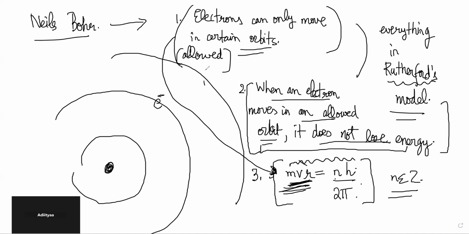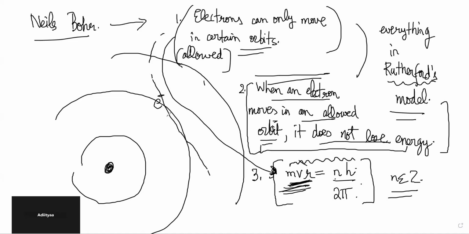So now let's see what are the consequences of this. First of all, notice that it doesn't have the problem that atoms are collapsing and all, right? Because here the electrons are always moving in orbits where they don't radiate energy, right? Are you understanding what I'm saying?